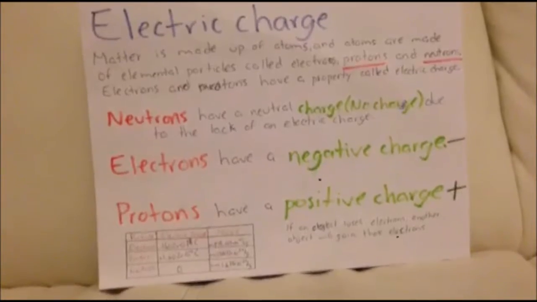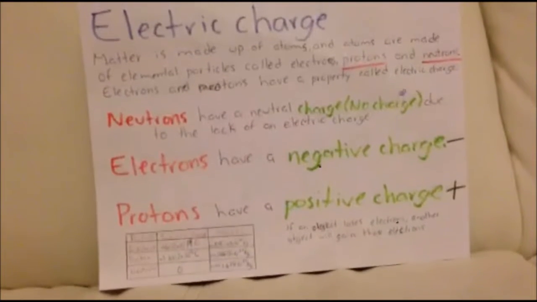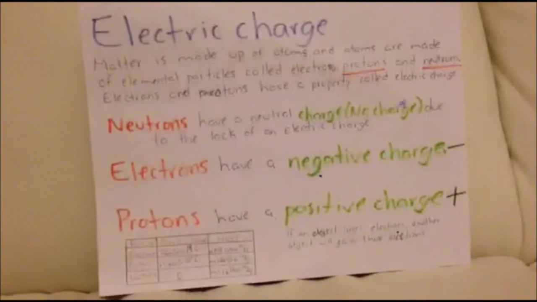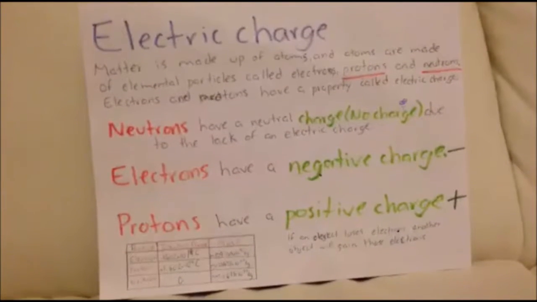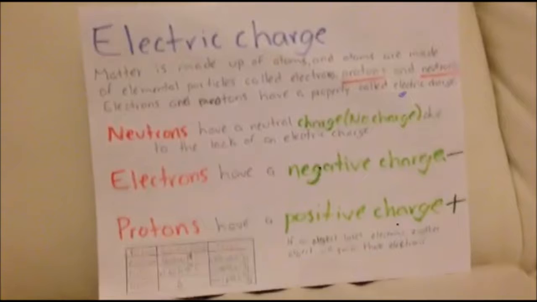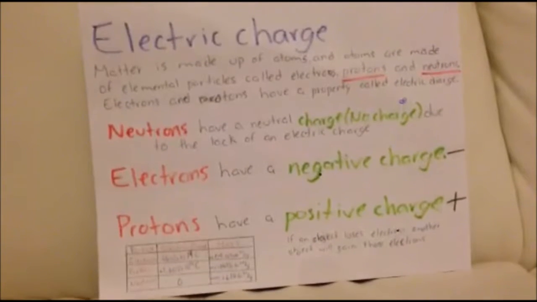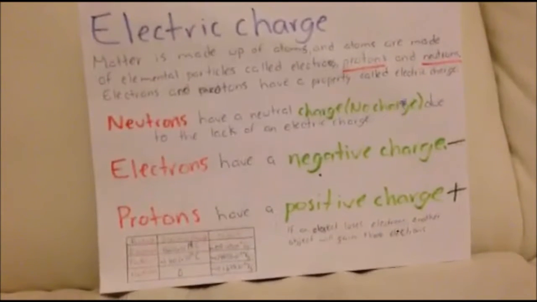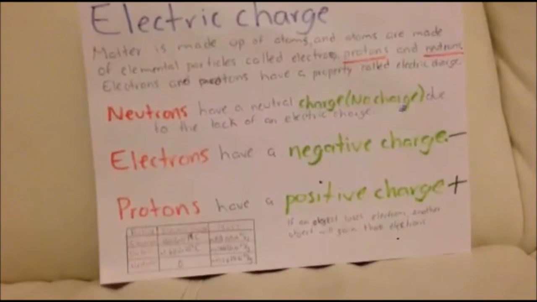Well, we begin with electric charge. Matter is made up of atoms, and atoms are made of elementary particles called electrons, protons, and neutrons. Electrons and protons have a property called electric charge. Neutrons have a neutral charge, that means they don't have charge due to the lack of electric charge. Electrons have a negative charge. Protons have a positive charge.